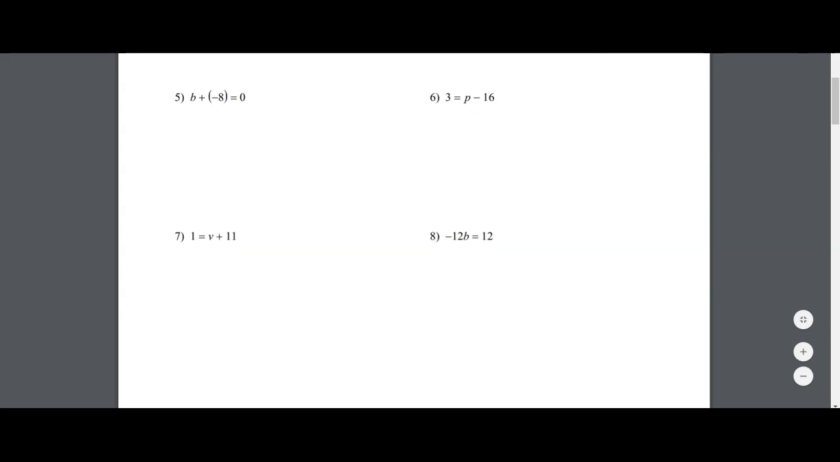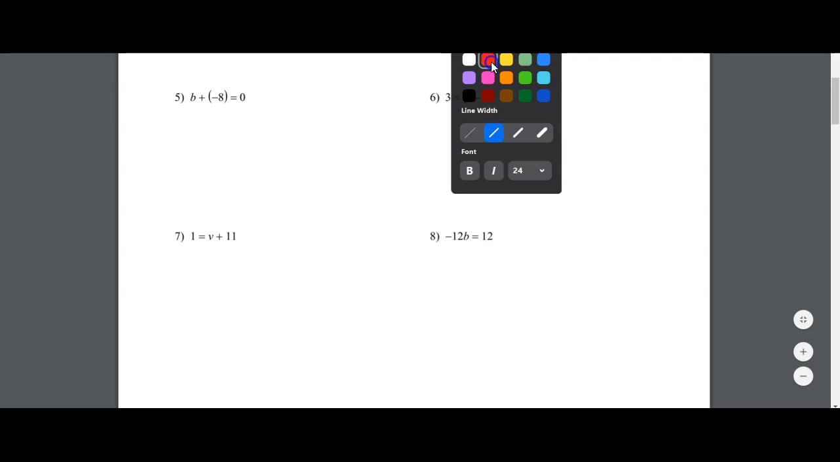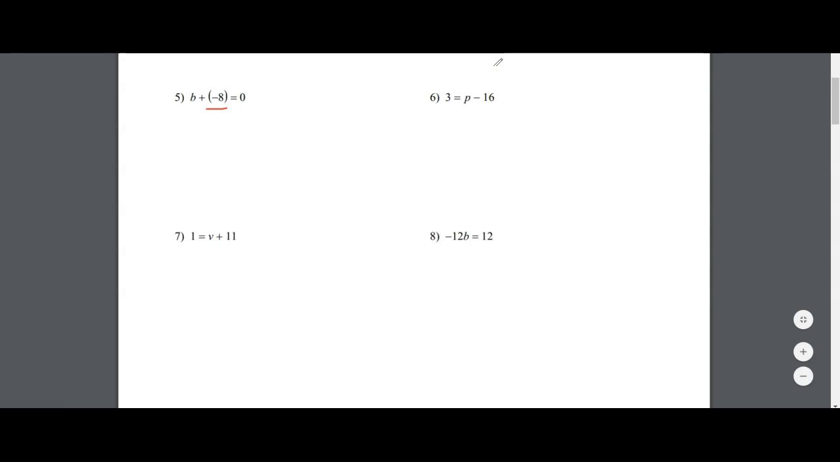Okay, so 5 is a little different. It says b plus negative 8 is equal to 0. So we have to think, do I need to use addition or subtraction to simplify the negative 8? Well, we need to look at the sign of what we want to simplify. In this case, we want to simplify the negative 8. So we need to add 8 to both sides.